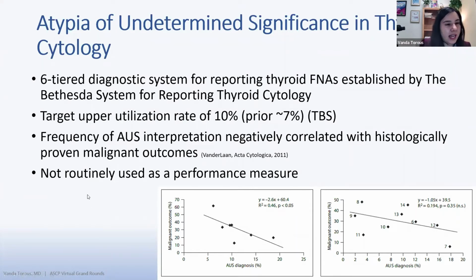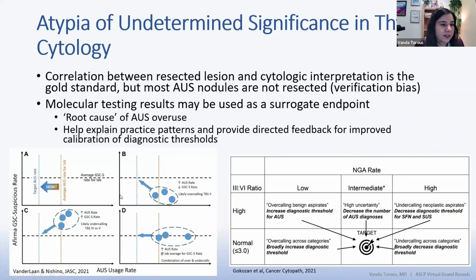However, we really don't use the atypia rate as a performance measure, at least on a scale equivalent to that of cervical cytology, and this could be for a number of different reasons. One is that correlation between resected lesion and cytologic interpretation is the gold standard, but most atypical thyroid nodules are not resected. So there may be an element of verification bias here.